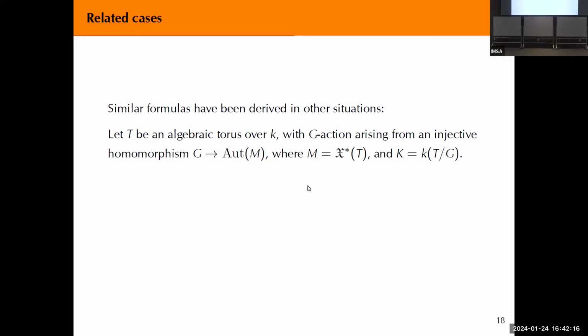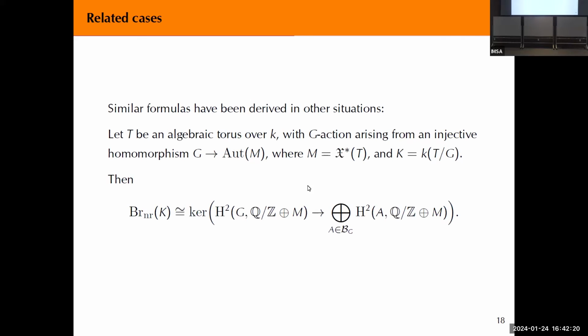And in such a situation, there is also a formula that looks very, very similar to what I showed you in the other case. You look at M, which is the lattice of characters with a G action. You add Q mod Z with trivial action, and then you simply compute the kernel for this homomorphism. And again, the bicyclic groups play a distinguished role here.